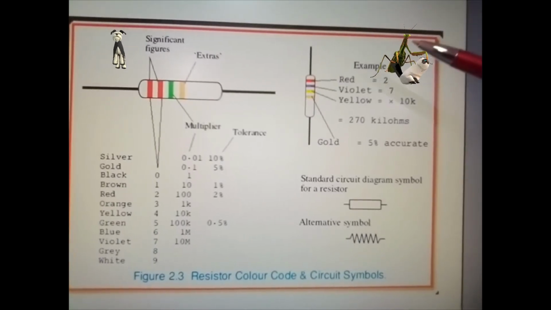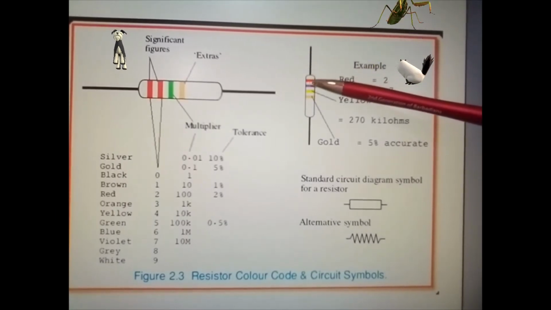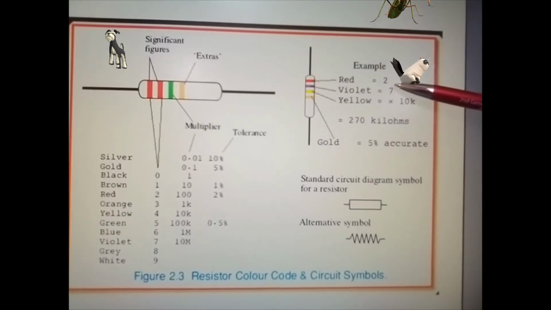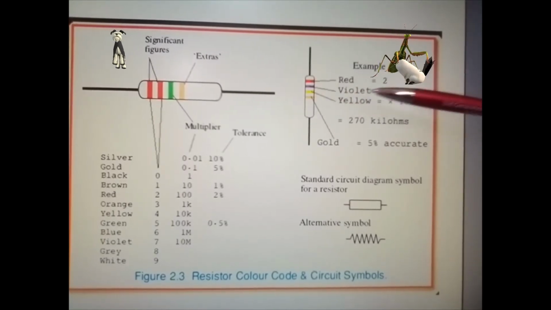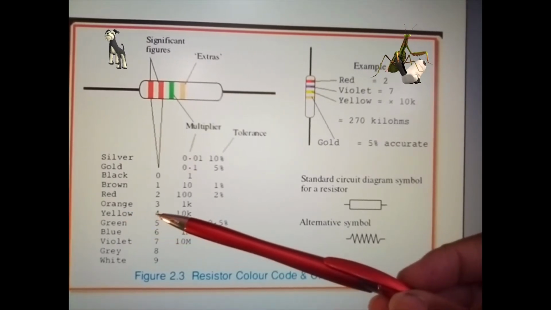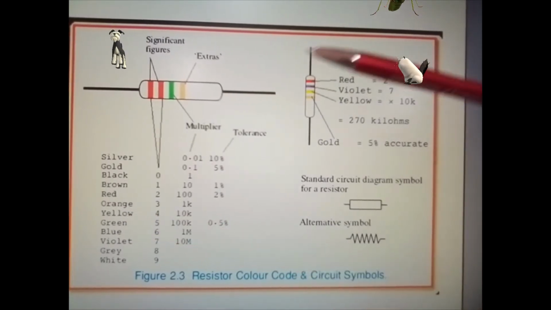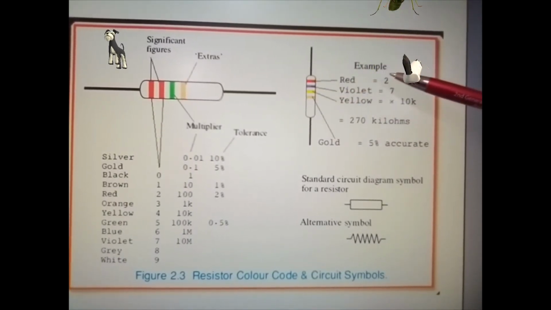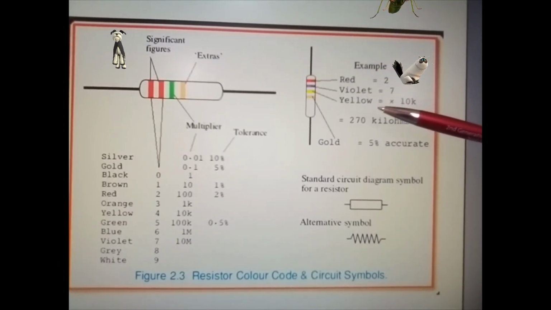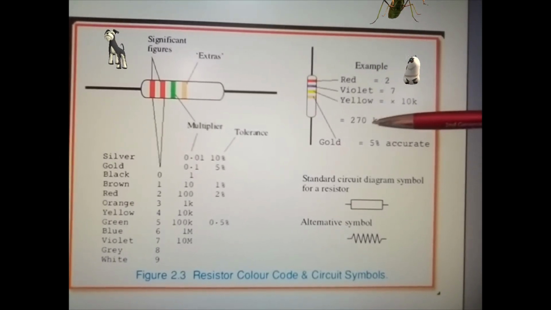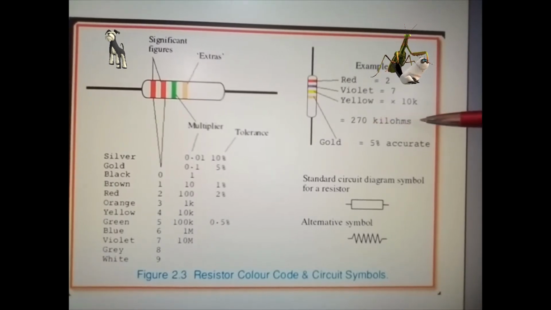So here, if we're looking at an example, this is red, which comes out as 2, violet, which is equal to 7, and we have yellow. Now, if we look at yellow down here, you'll see that yellow is 4, right? So that means that you need to add 4 zeros here, okay? So that's 27. So that's 270,000 ohms, okay? Or 270 kilo-ohms.